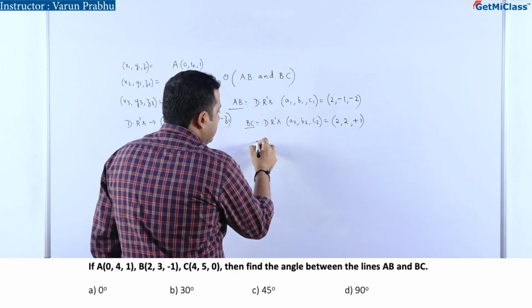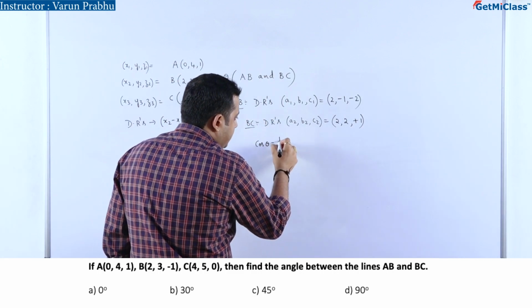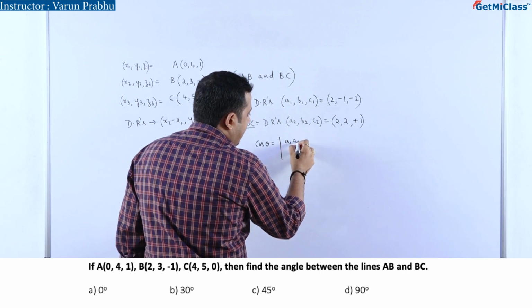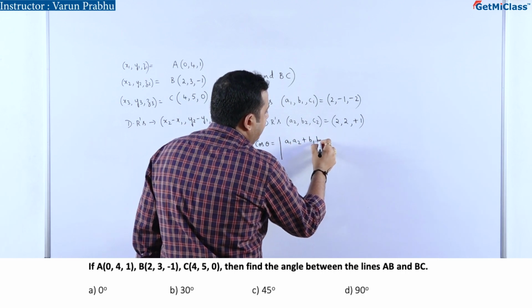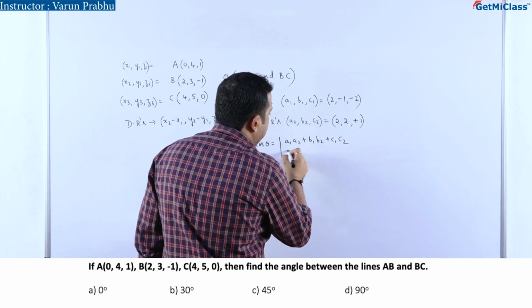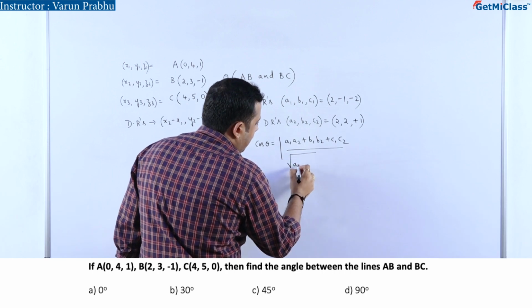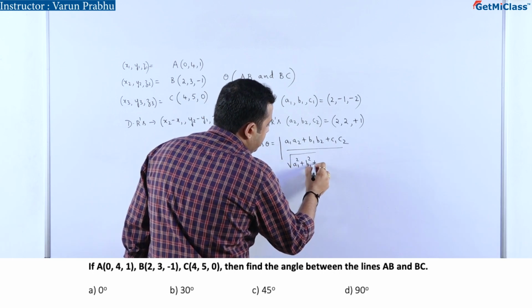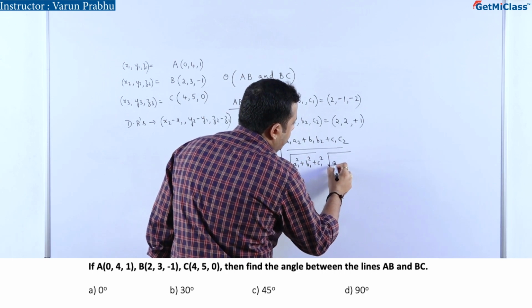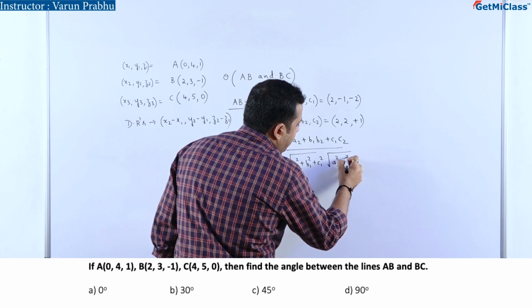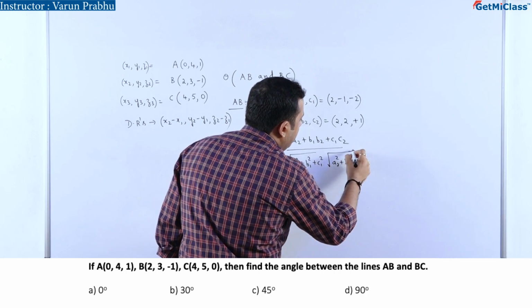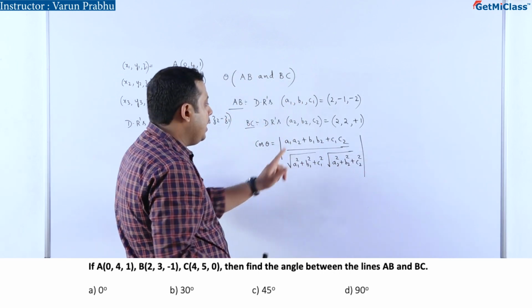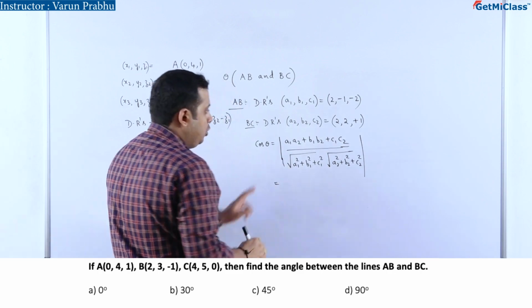Now what is the formula for cos theta? Cos theta is equal to the mod of A1 A2 plus B1 B2 plus C1 C2, divided by root over A1 square plus B1 square plus C1 square, into root over A2 square plus B2 square plus C2 square. If you look at the options here, you can directly calculate only the numerator and cross check.